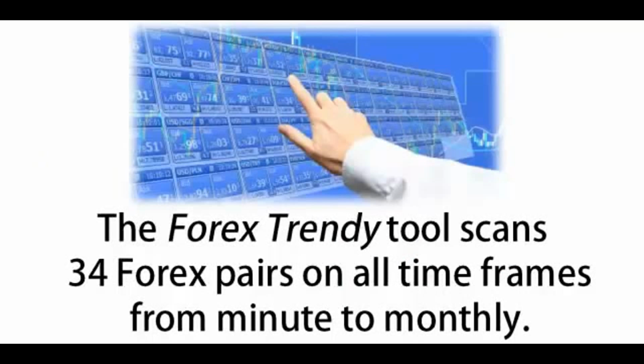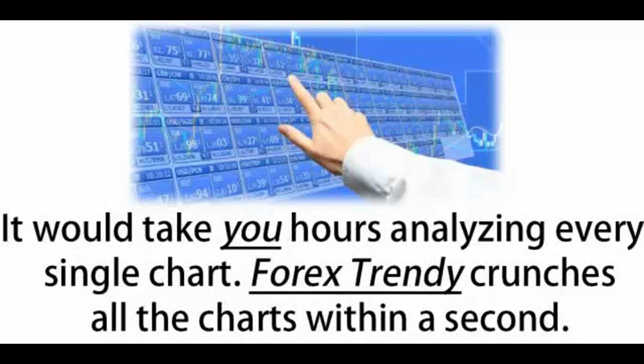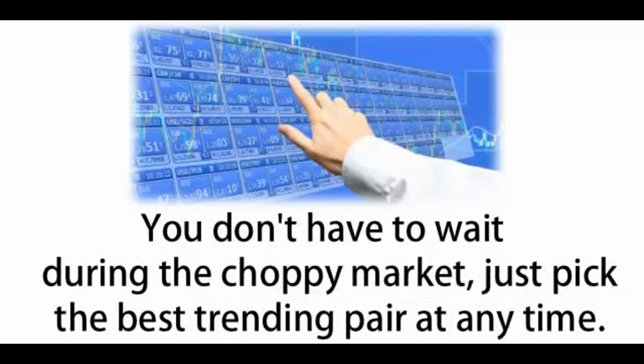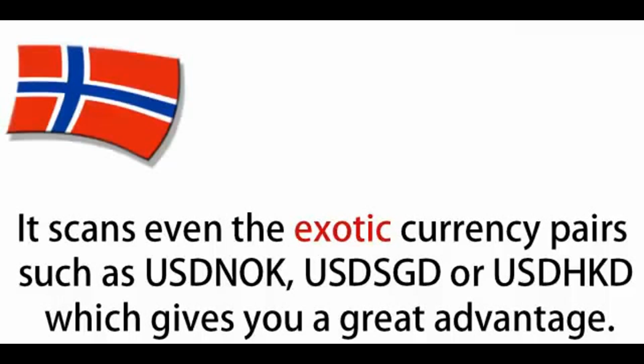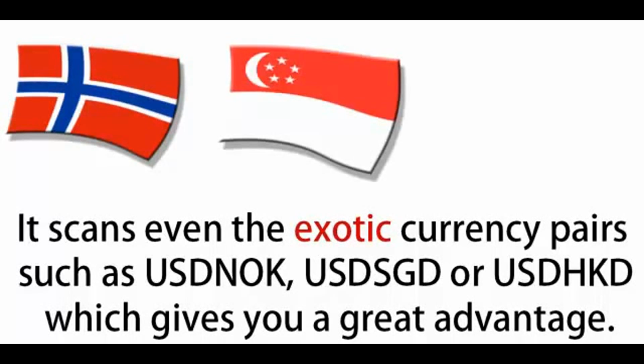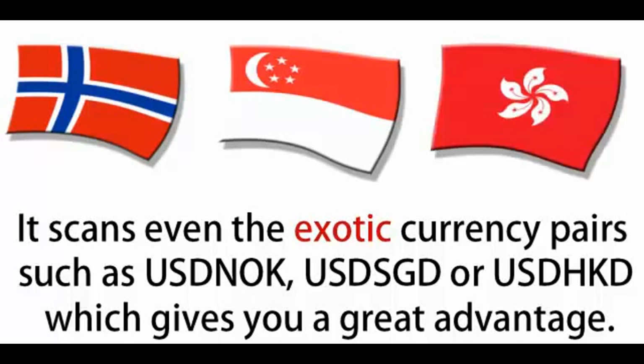The Forex Trendy tool scans 34 Forex pairs on all time frames from minute to monthly. It would take you hours analysing every single chart. Forex Trendy crunches all the charts within a second. You don't have to wait during the choppy market, just pick the best trending pair at any time. It scans even the exotic currency pairs, such as the Norwegian krone, the Sing dollar, or the Hong Kong dollar, which gives you a great advantage.